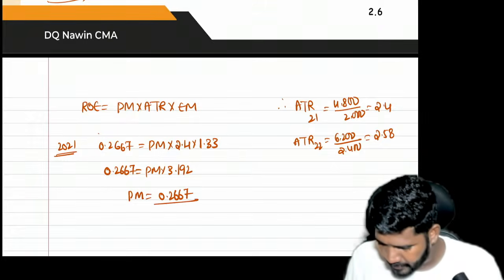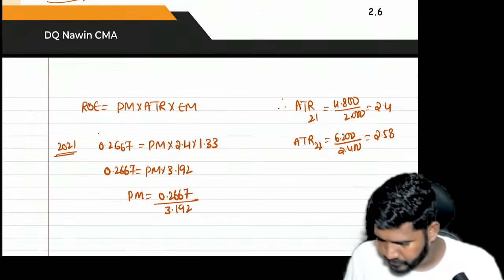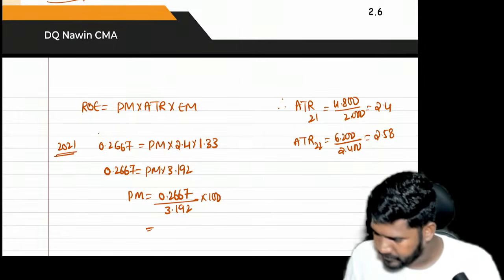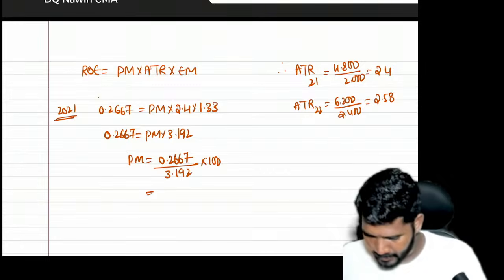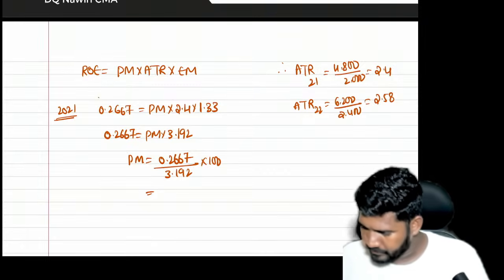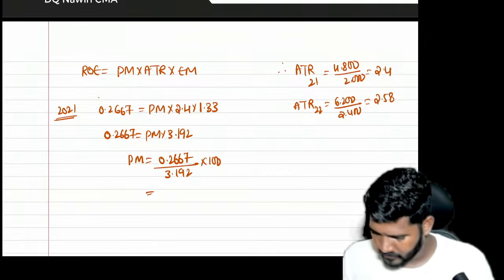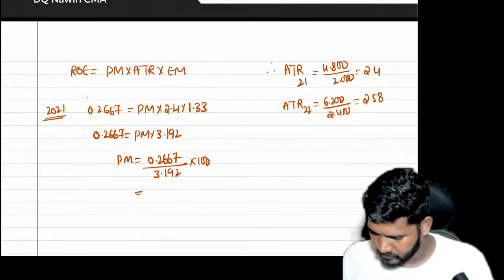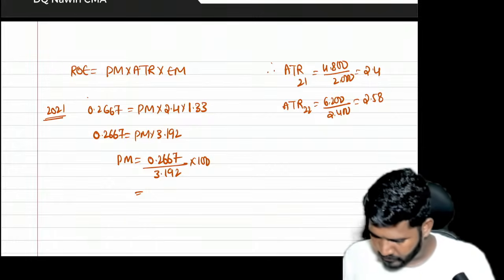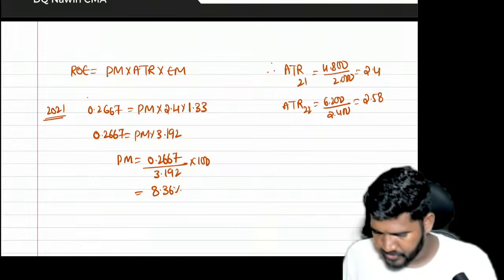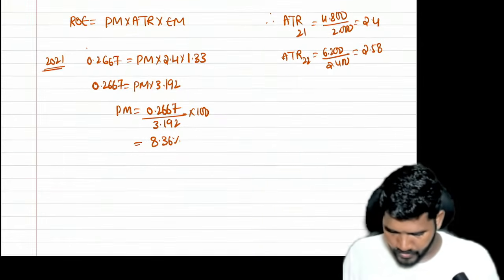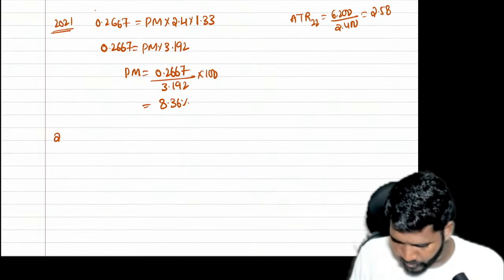0.2667 divided by 3.192 into 100, you will get a percentage. 0.2667 divided by 3.192 into 100 gives 8.36%. Next, you have to calculate for 2022.